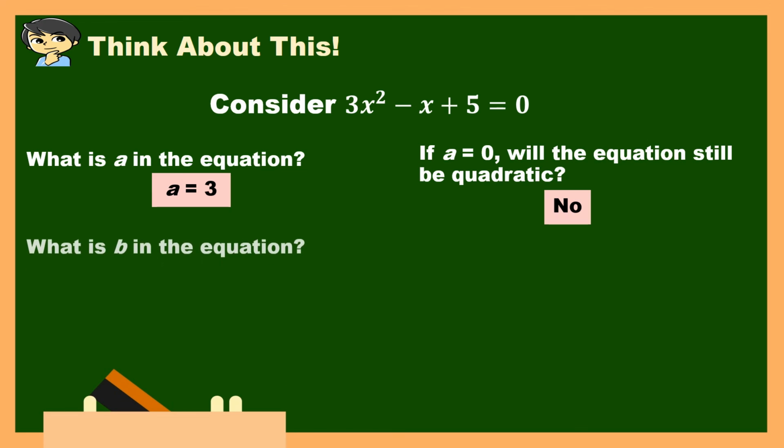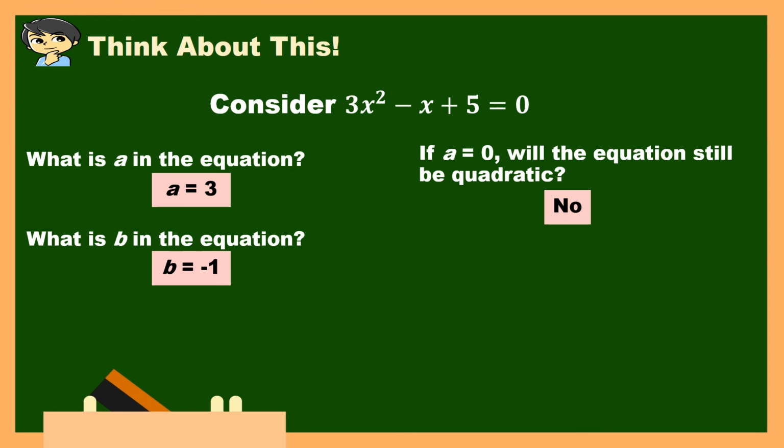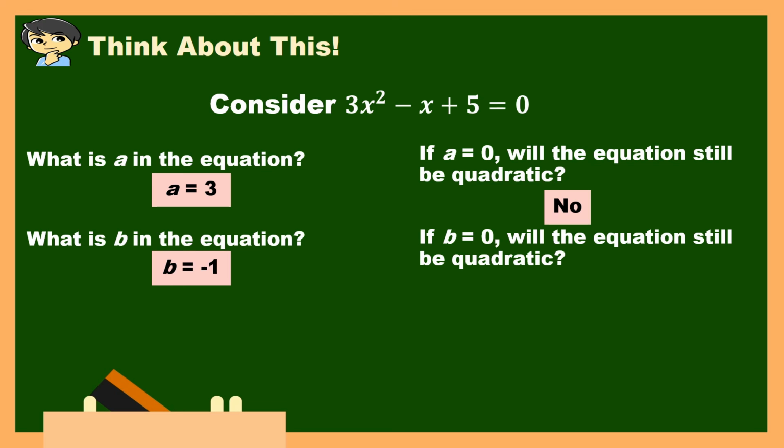Another question. What is B in the equation? Okay, ang tinatanong naman dito ay ang value ni B sa ating quadratic equation. At tandaan, si B ay makukuha siya sa value ng ating linear term. And dito sa ating equation, ang ating linear term ay si negative x. So, B is equal to negative 1. Another question. If B is equal to 0, will the equation still be quadratic? The answer is yes. Quadratic equation pa rin siya, pero in the form of ax squared plus c equals 0.